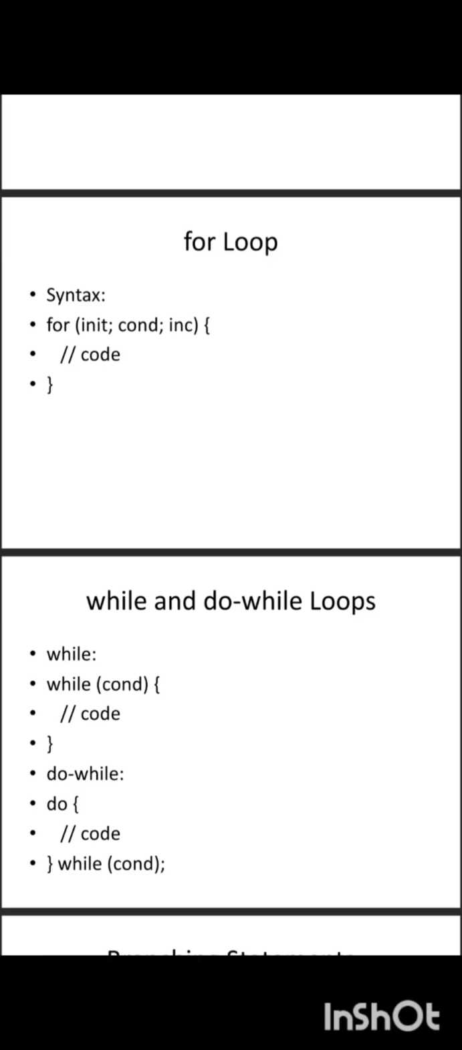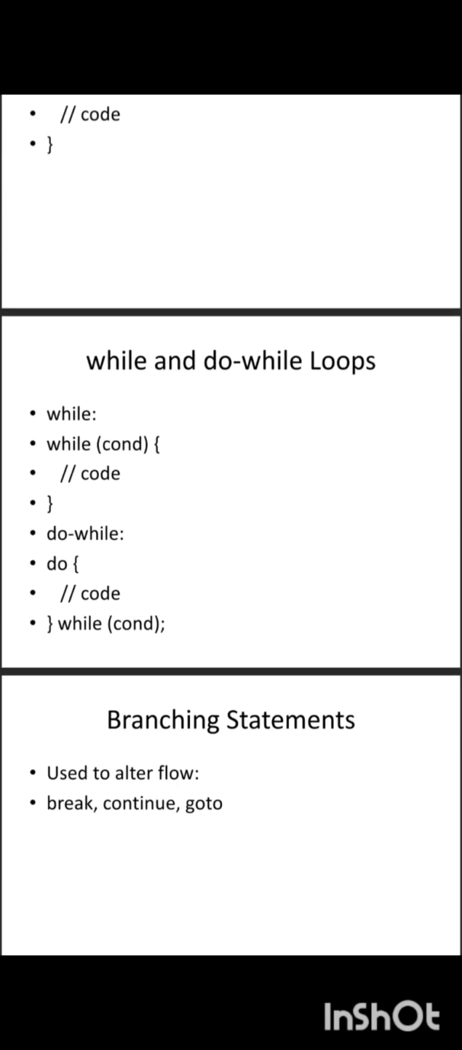And come to slide 15, branching statements. Branching statements let you control the flow of your program beyond the standard top to bottom execution. The break statement is used to exit loops or switch blocks early. The continue statement skips the rest of the loop body of the current iteration and moves to the next one. The goto statement transfers control to a labeled part of the code, but it's generally discouraged in modern programming due to readability concerns. These statements can make your code more dynamic and responsive when used carefully.